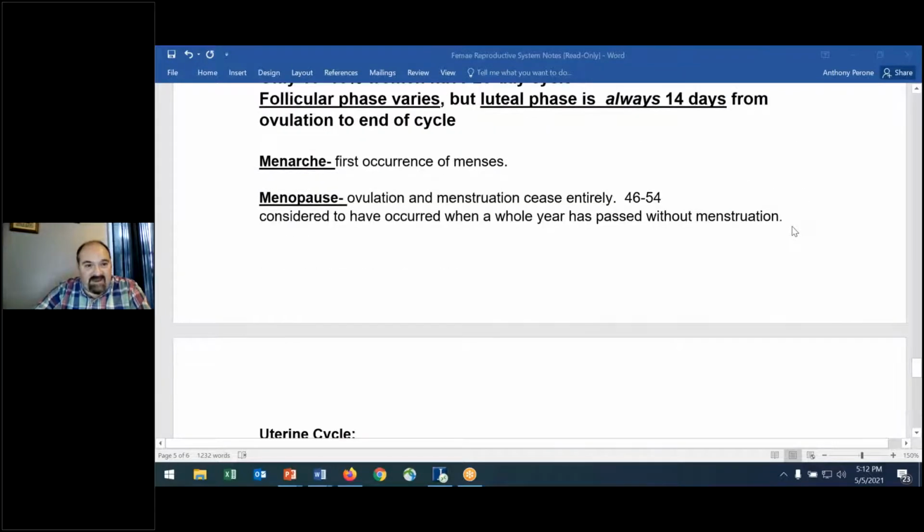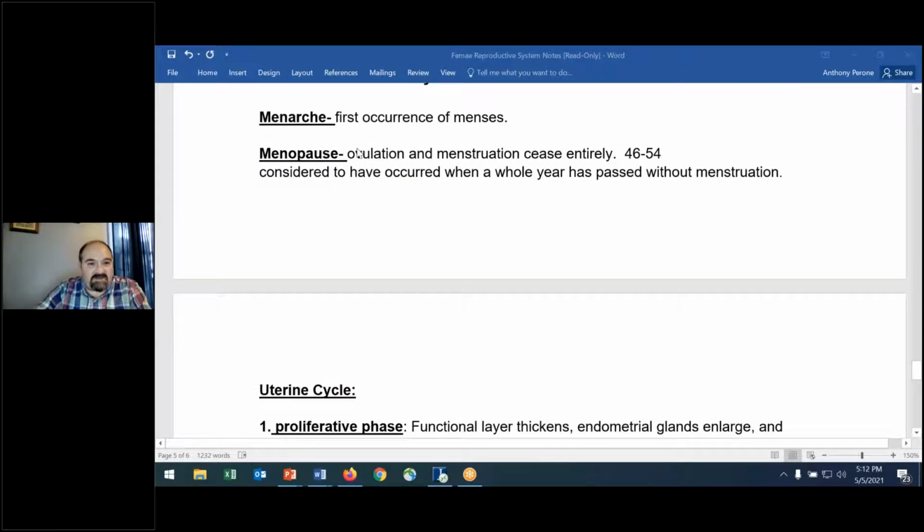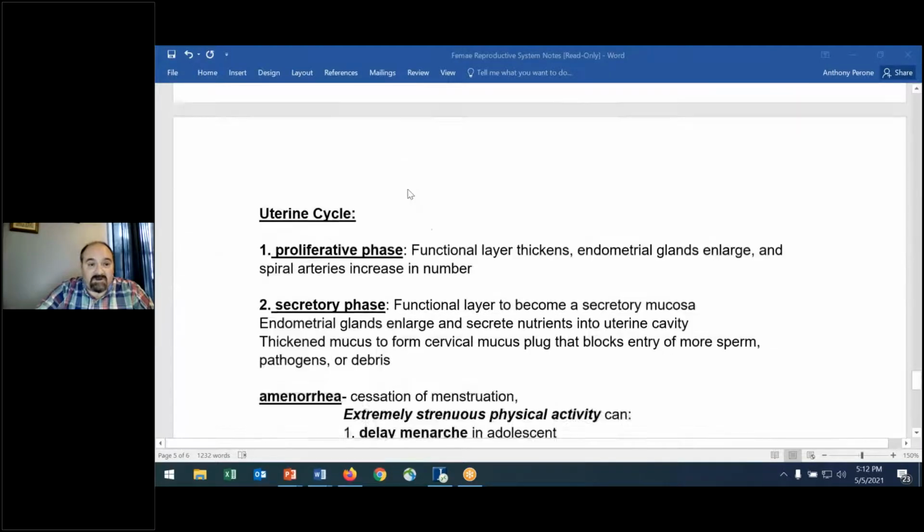All right, so here are some other terms as far as menarche. This would be the first occurrence of menses for a young woman, and menopause is when ovulation and menstruation cease entirely. This can take months to get to this point. Between 46 and 54, it's considered to have occurred when a whole year has passed without menstruation, without having your period, without having your cycle. So very important there to know those terms, please.